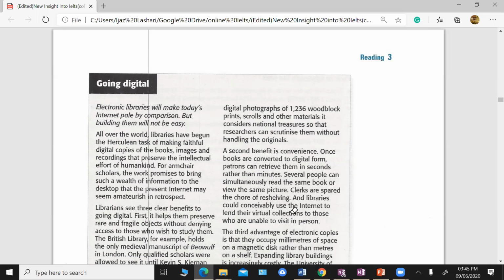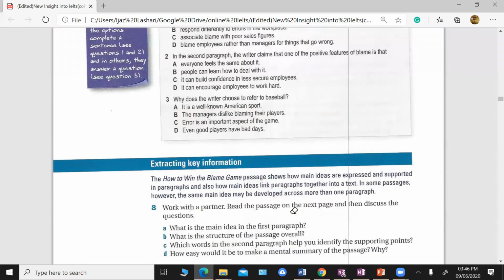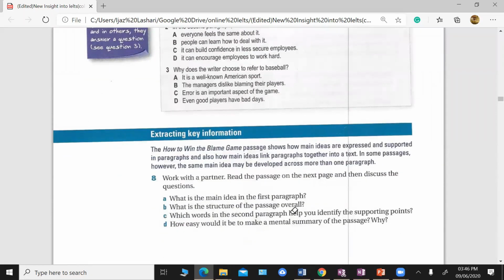So, what do you think? What is the main idea of the first paragraph we have just read? Someone is saying e-commerce or digital library. The main idea could be that libraries are making digital copies of books, or a digital library. Yeah, that's also right. E-commerce is not the right answer.